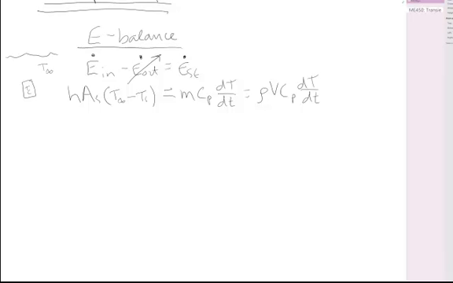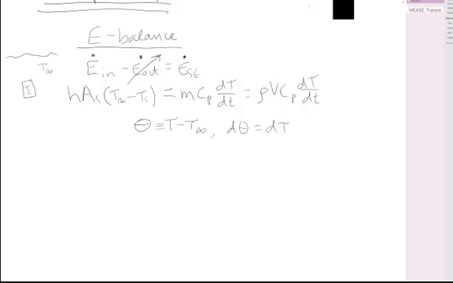Okay, so now we're going to do something very similar to what we did for fins, and we're going to define a variable theta, which is equal to T minus T infinity, and we're going to note that d theta and dT are the same thing. If you don't remember the mathematics on this, just think back to fins and go back through your notes there. It's the exact same analysis, exact same approach.